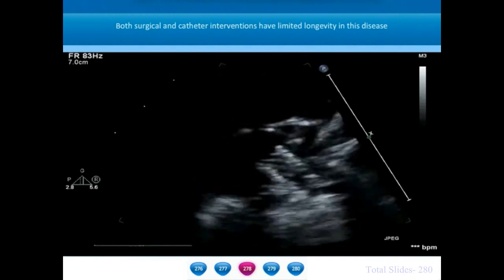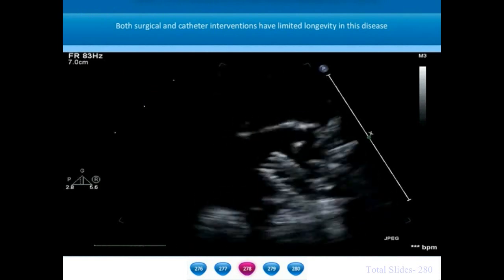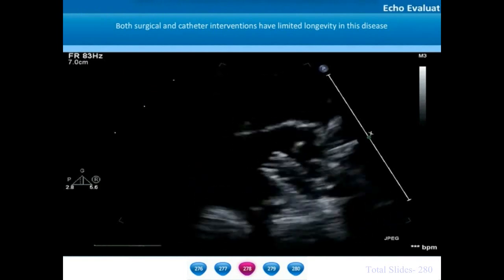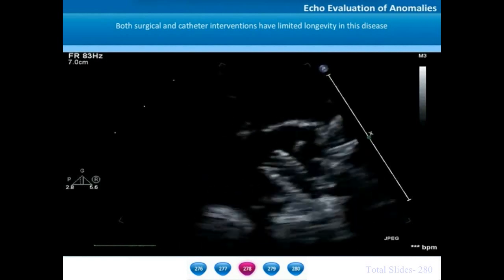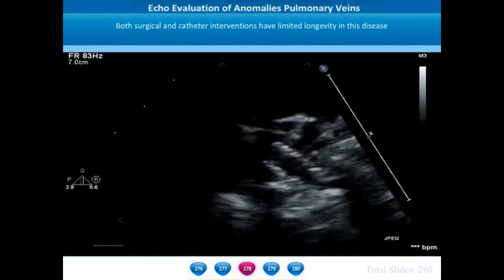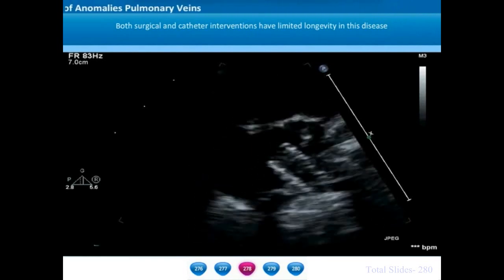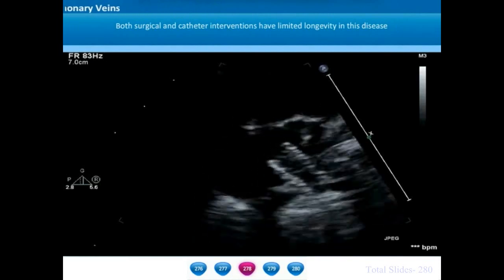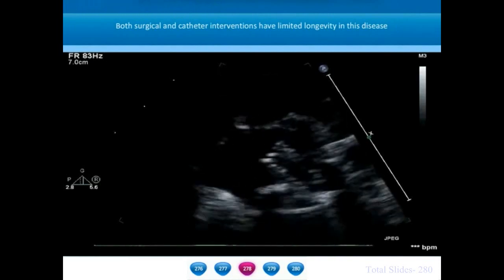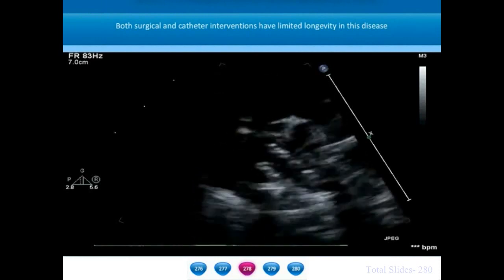The patients who present with these pulmonary vein stenosis as an isolated entity do not have a great longevity. Whether it is with medical follow-up or with surgical management or with transcatheter management, the pulmonary veins continue to cause a severe venous occlusion and these patients do not do clinically very well.